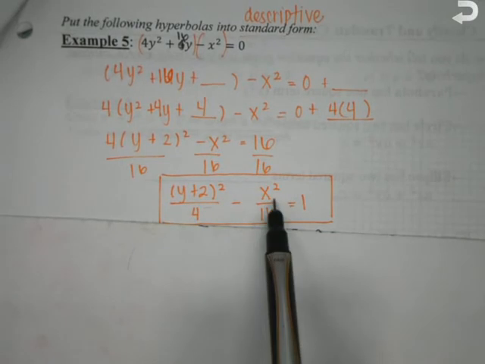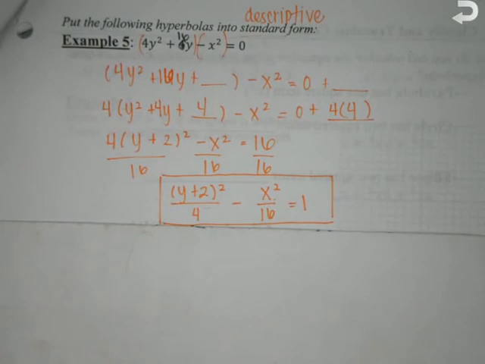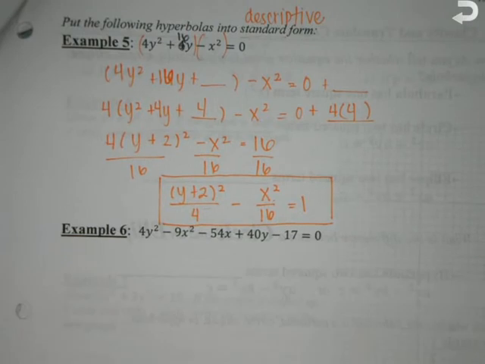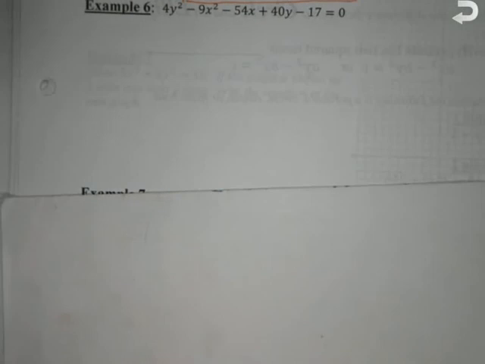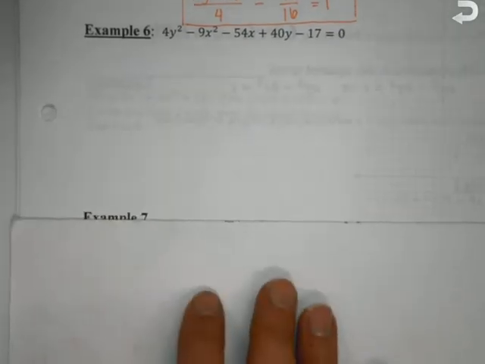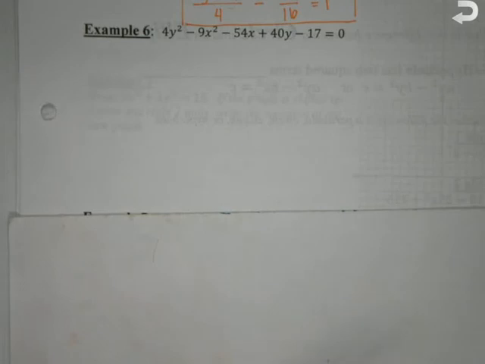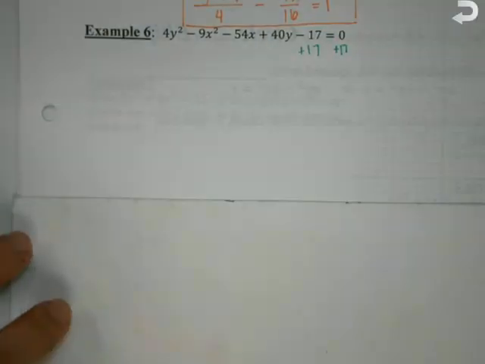Okay, one last thing. I want to set up example 6. We're not going to be able to do it all the way, but because we have negatives involved, I want to make sure that you have something to go off of for your homework. Okay, so what do I need to do first here? I want to add 17 to both sides, and then I want to group them, right? What is going to come first, the y's or the x's? The y's, because y is positive. So that's going to be 4y squared plus 40y plus blank.